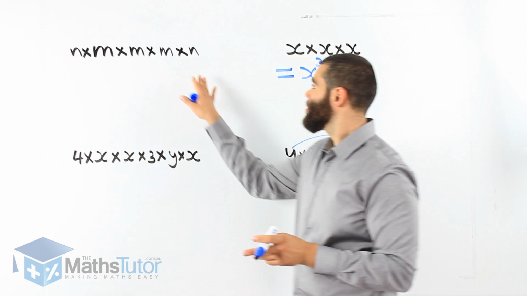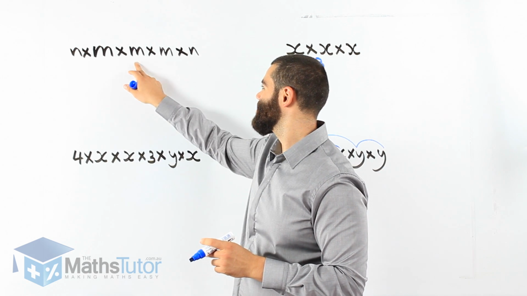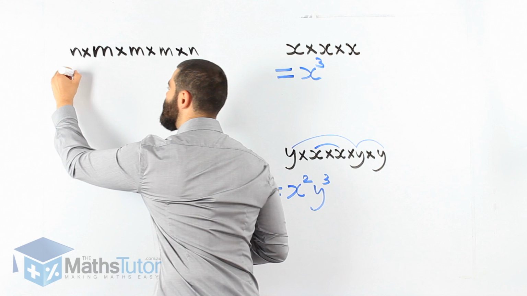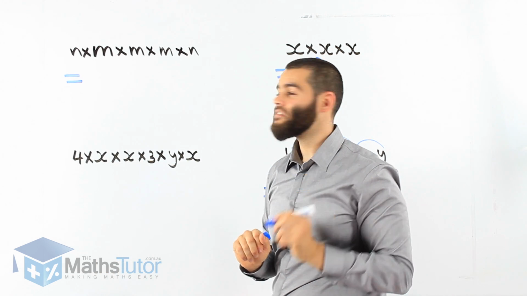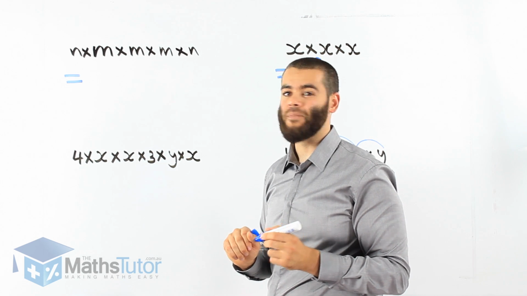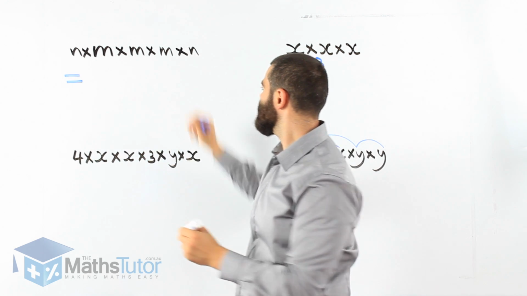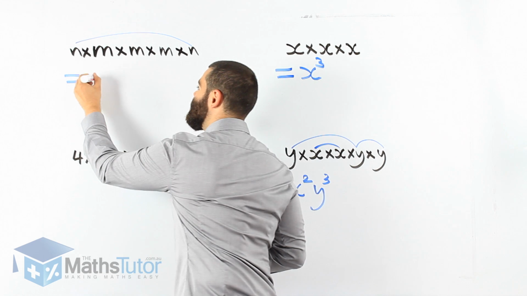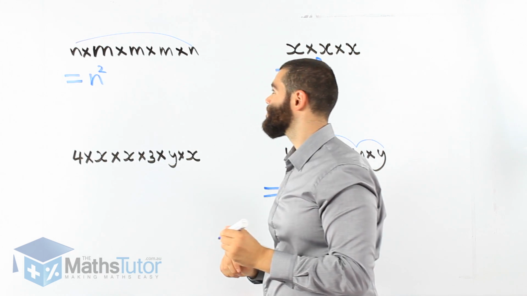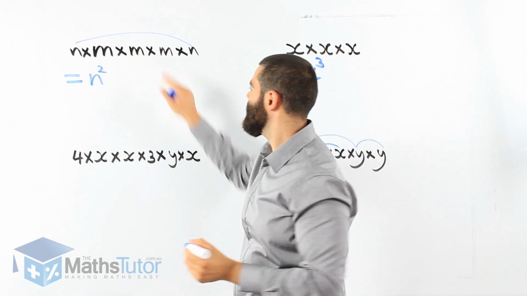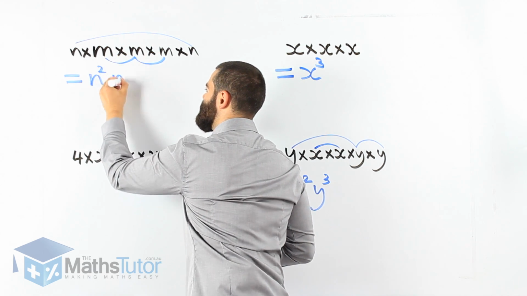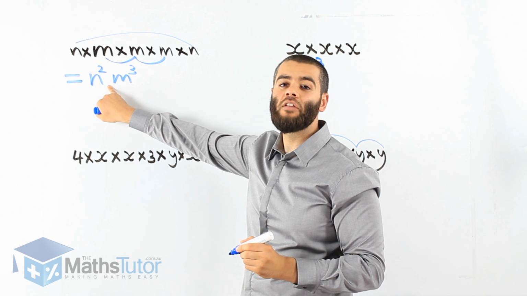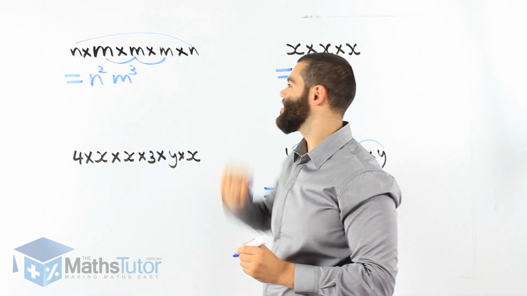Let's do another one. We have n times m times m times m times n. Again, it's a long algebraic expression. We want to make it shorter and simple for us to read and understand. Start with the m if you like, or we can actually start with the n this time. n, is there another n that multiplies? Yes, there is. n times n. We have to look closely all the time. n times n, n to the power of 2, n squared. Now m times m times m, m to the power of 3. So n to the power of 2, m to the power of 3. We know there's an invisible multiplication right in the middle. It is that simple, guys.